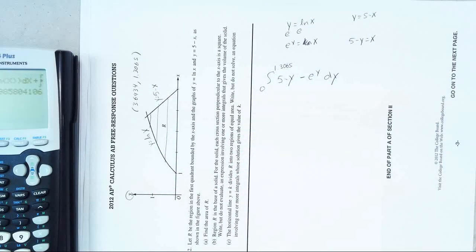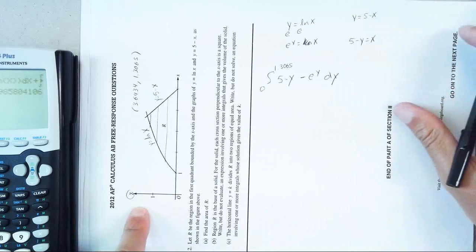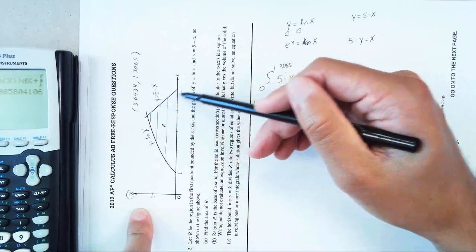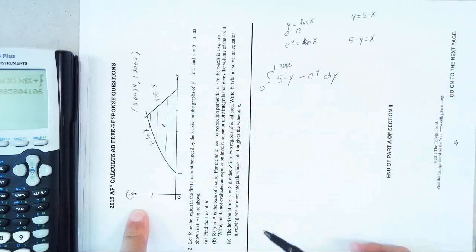So sometimes you have to look to see which one is easier. Is it easier to do it with respect to x, or is it easier to do it with respect to y? To do it with respect to y, I would always rotate my paper to figure out, do I have an equation higher than the other equation at every single value?